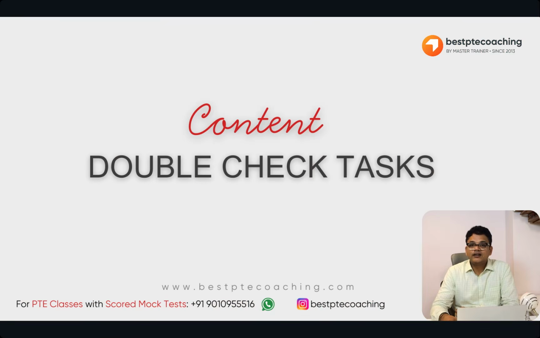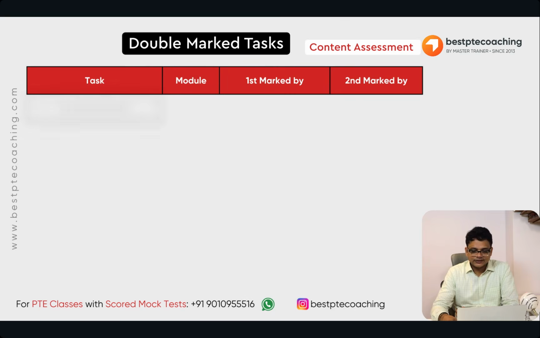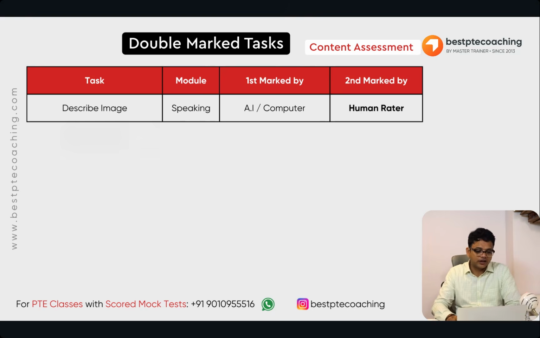Right. And then double mark tasks. I told you, right? Certain tasks in Pearson are going to be assessed by the human also along with the AI. What are they? Let's have a look at that. The first task is describe image in speaking module. First it will be assessed by AI for all the traits, oral fluency, pronunciation, content. Then only content is going to be assessed by human rater.